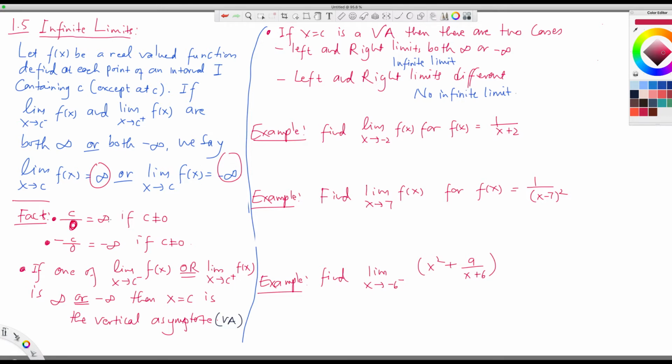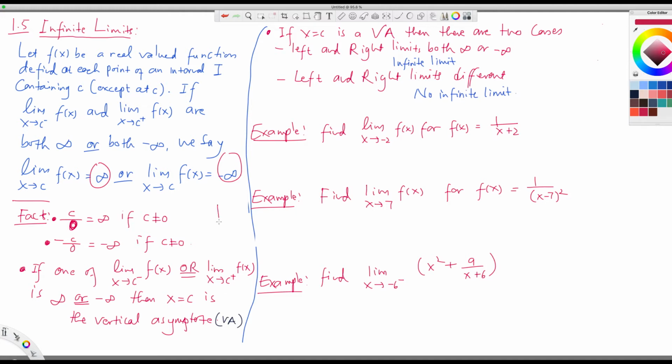Okay, so let us talk about some of the facts. If there is a non-zero number c divided by 0, that is infinity. And if there is a negative non-zero number divided by 0, that will be negative infinity. And if one of the left limit or the right limit is infinity, then x equals c is called a vertical asymptote. You saw the vertical asymptote in college algebra, right?